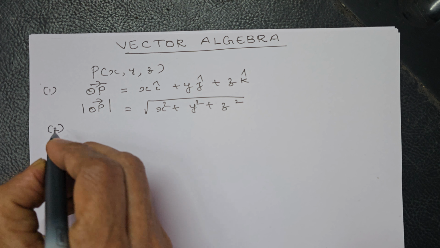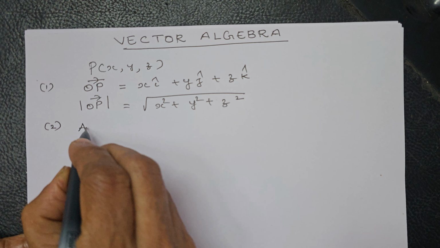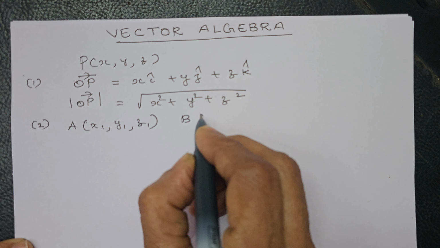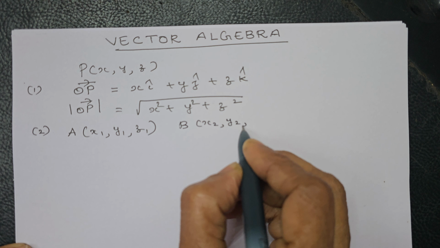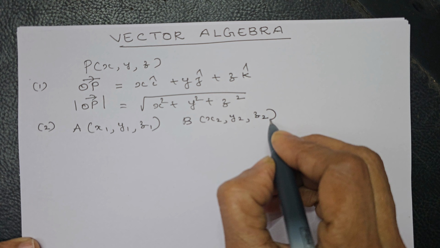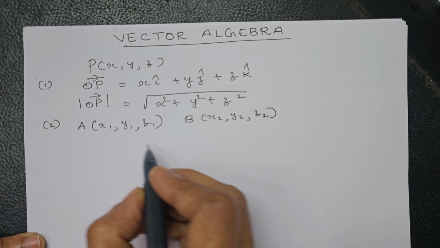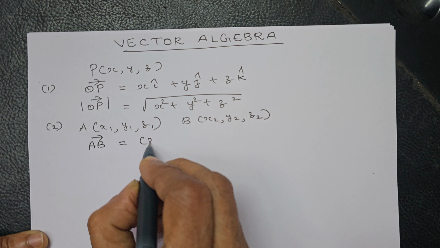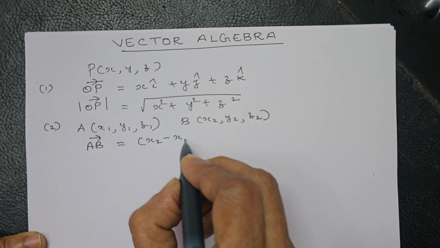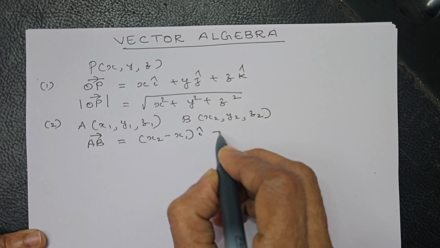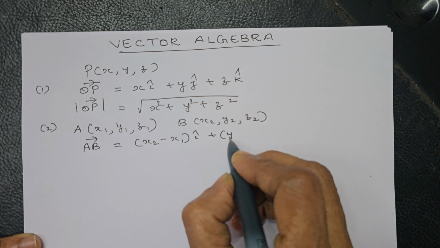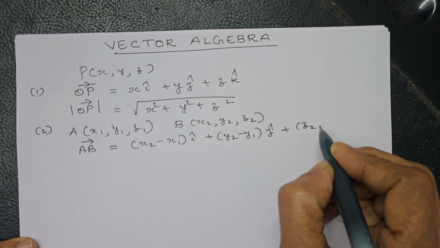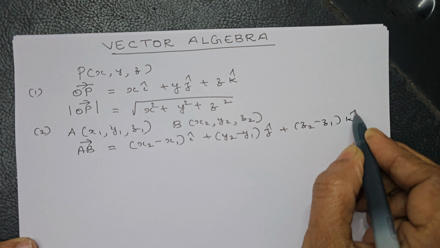Second, suppose we know 2 points. Let A(x1, y1, z1) and B(x2, y2, z2) be any 2 points in space. Then the vector joining these 2 points, vector AB, is given by the difference between the coordinates: (x2 minus x1) i cap plus (y2 minus y1) j cap plus (z2 minus z1) k cap.